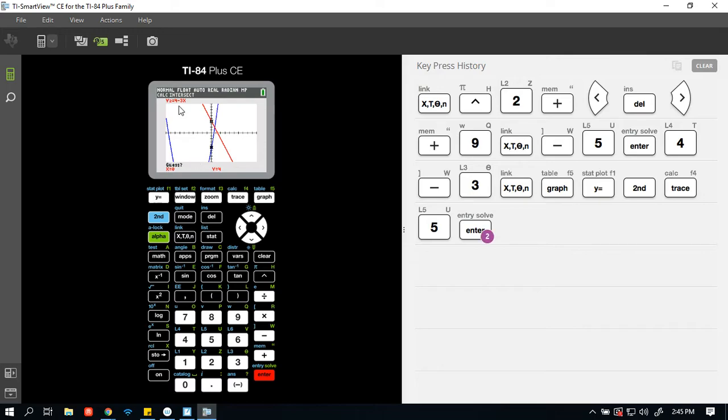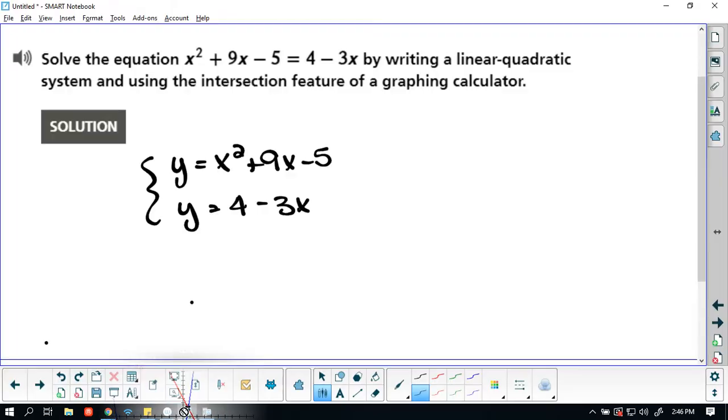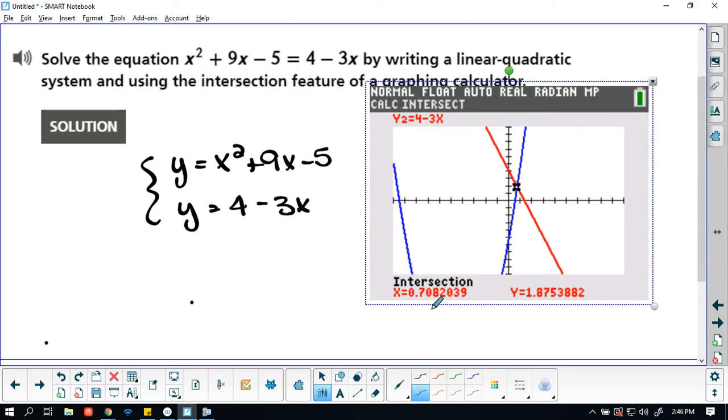And then they want me to guess. It says down here in the left corner, guess. And I'm actually going to move my cursor off to the left, pretty far off to the left. Hit enter. Now it gives me that intersection. So the first intersection that it gives me in the viewpoint that I can see is x is 0.79 and y is 1.8. So that's one of my intersection points.